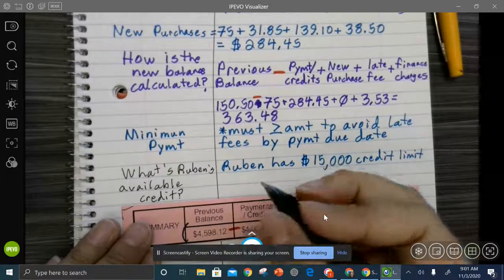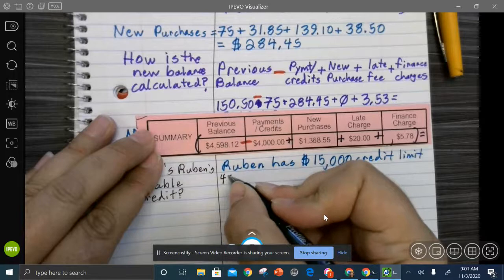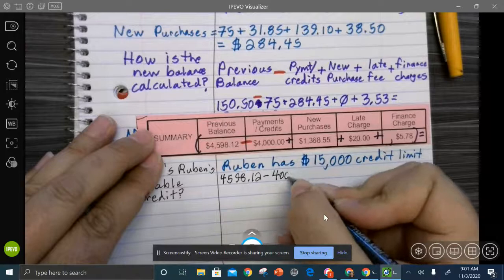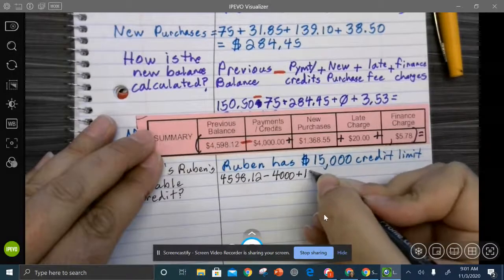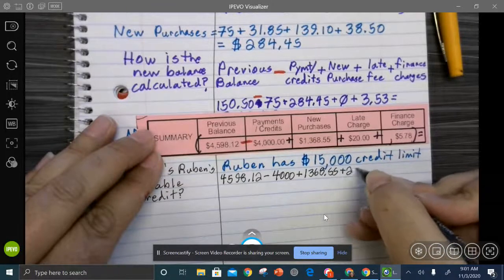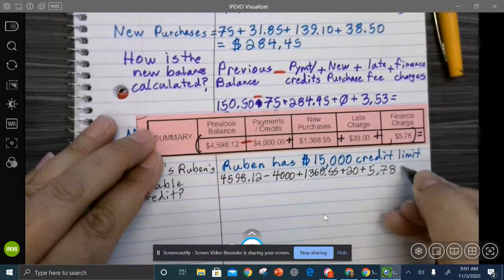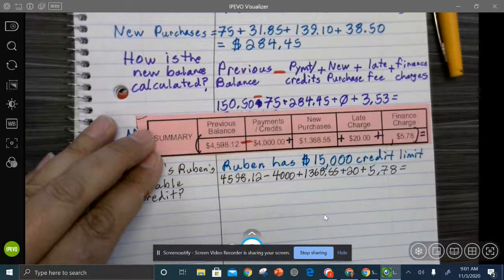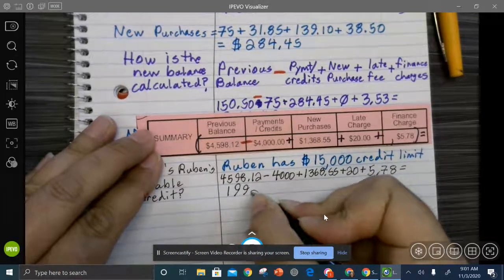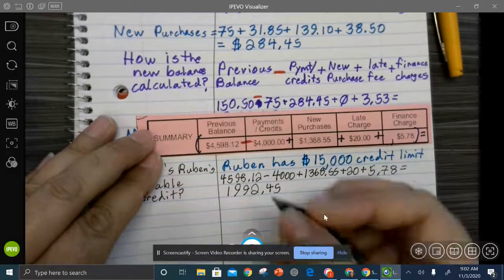All right, so let's add these together, everybody. $4,568.12 minus 4,000 plus the new purchases, $1,368.55 plus a $20 late fee plus a finance charge of $5.78. Okay, so I put that all in the calculator and I got $1,992.45.